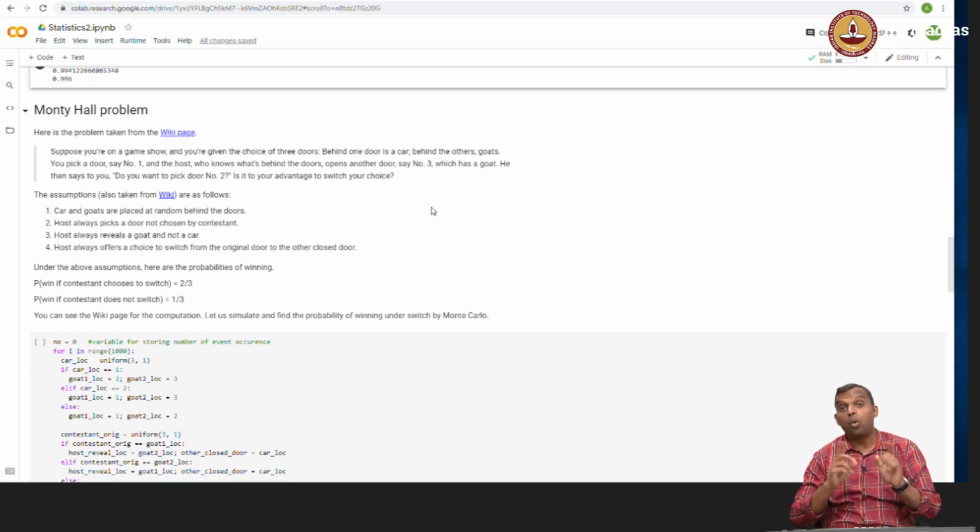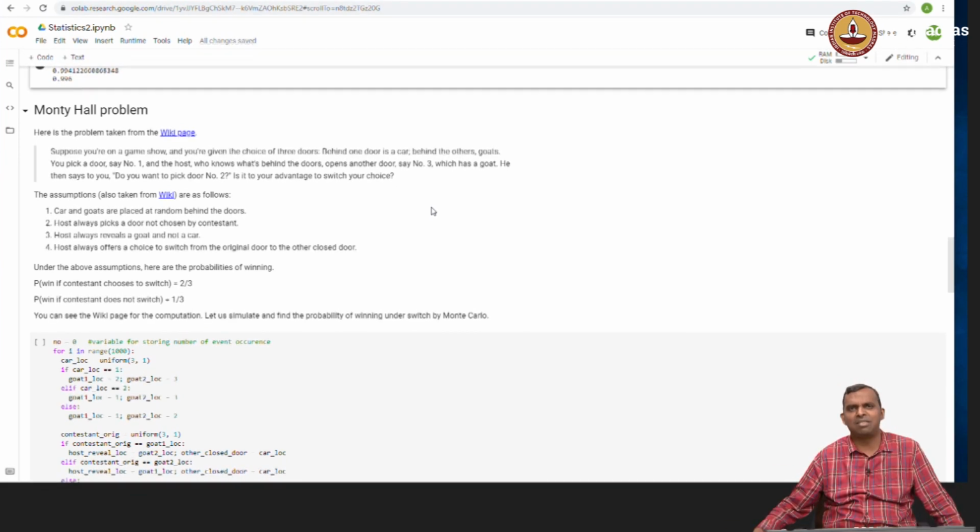Now you have the choice of switching. You could either stick to your original door, or you can switch. So the question is, what should you do? That is the Monty Hall problem. Should you switch, or should you stick to your original door? Most people who don't do a detailed calculation will say it doesn't matter. Most people will say it's 1/3 this way or that way.